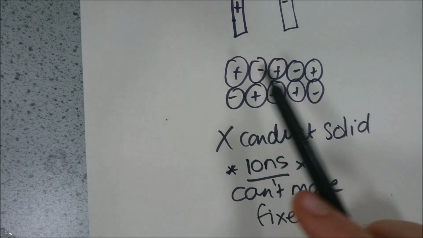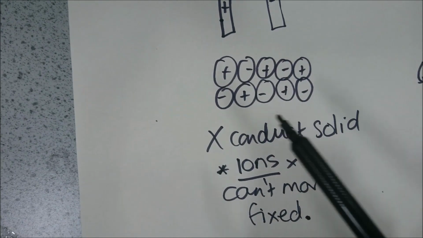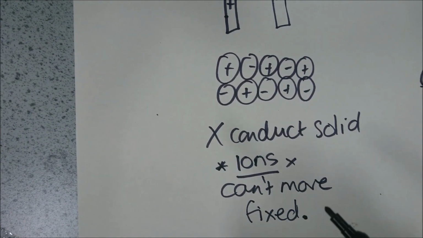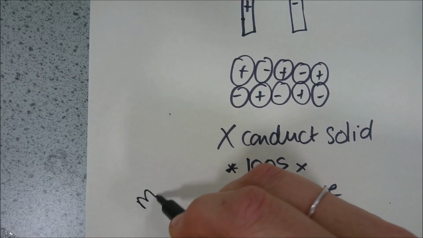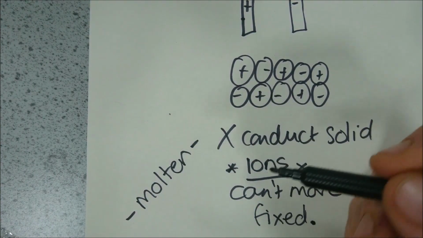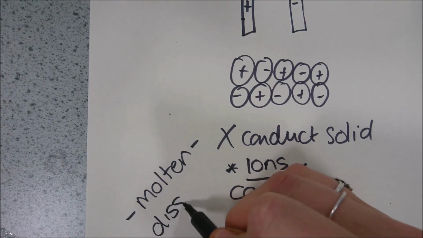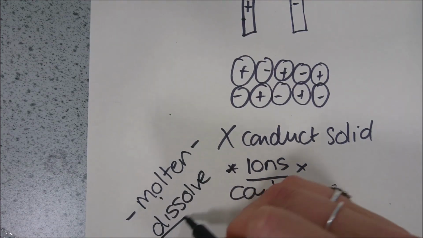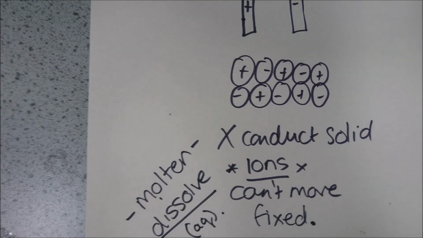However, if I break up this lattice and free these ions, then they'll be able to move and, in theory, will be able to conduct electricity. Now, to get them into a liquid state, they're either going to need to be molten, which means I'm going to have to heat them up and try to overcome these bonds. So difficult, such high melting points. So instead, I'm going to dissolve it and make it aqueous. Let's see if that works.